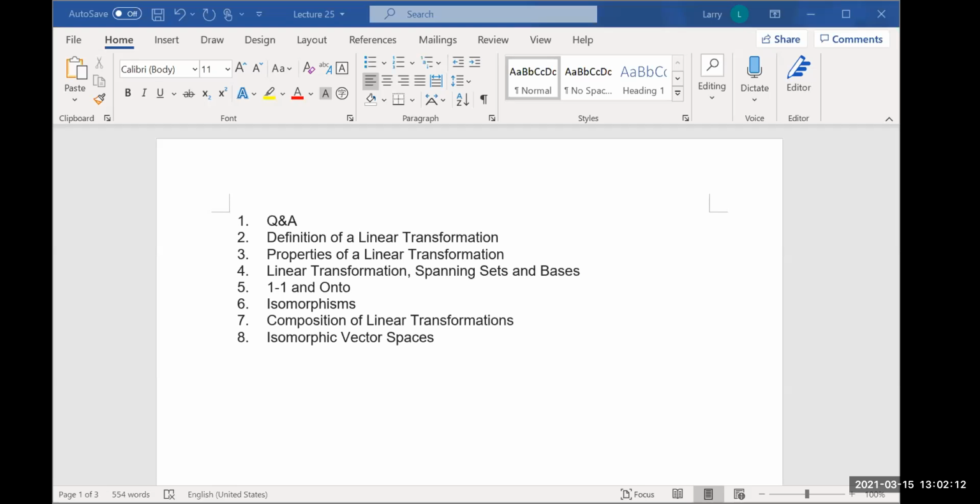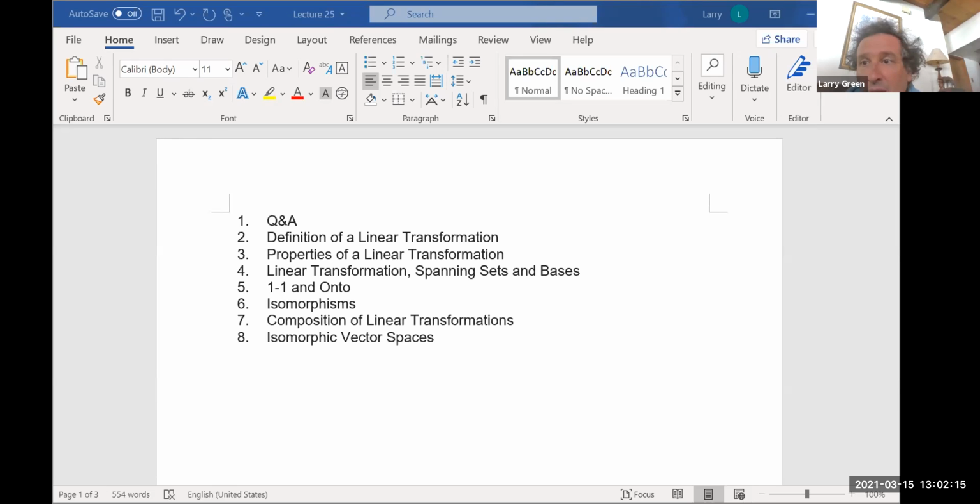So let me share my desktop and I can talk about what we're doing today. Okay, so here's the plan and the schedule. What we'll do is start out with Q&A as always. So happy to answer any questions about homework problems or whatever else you might be working on.